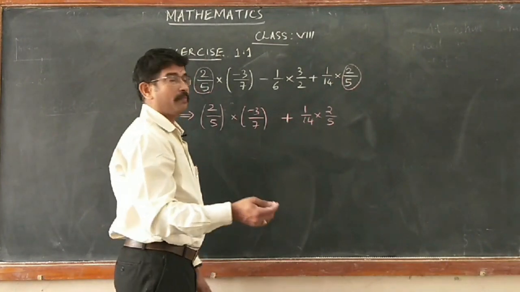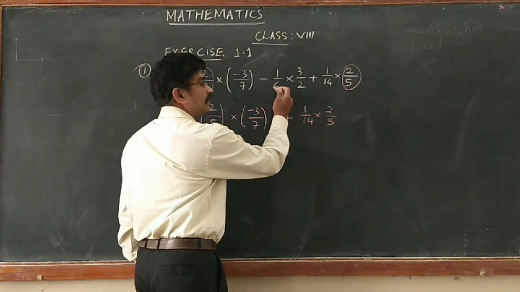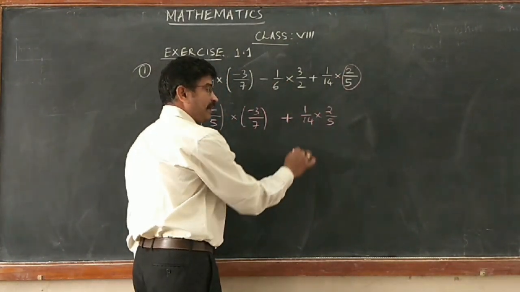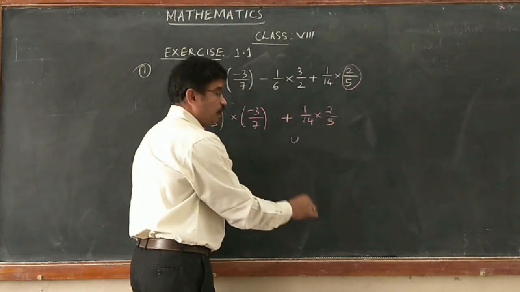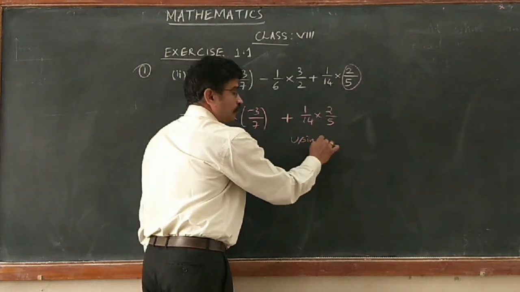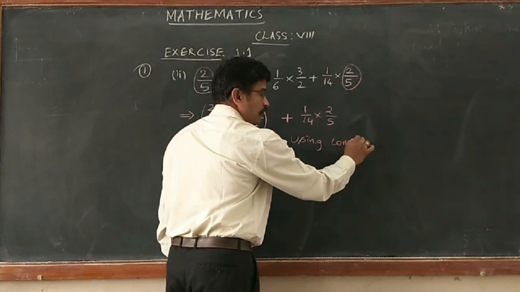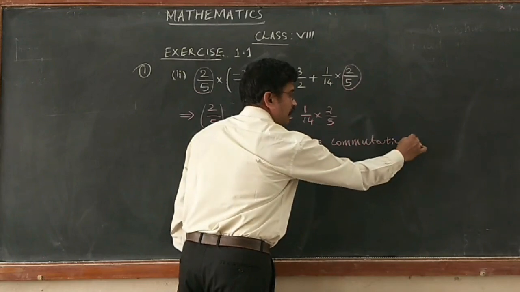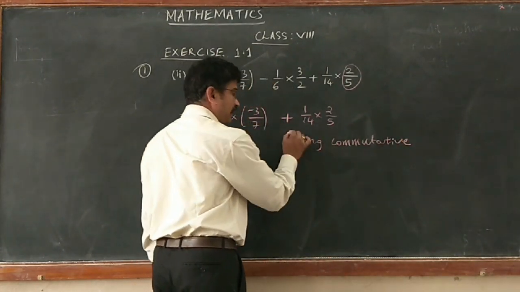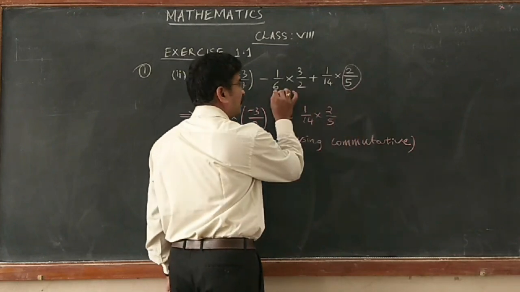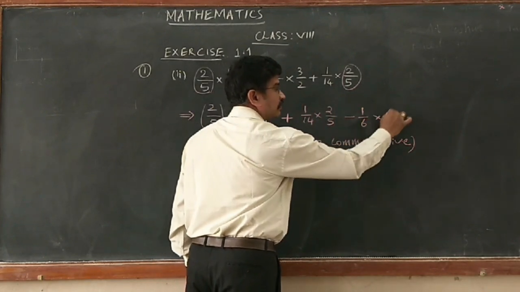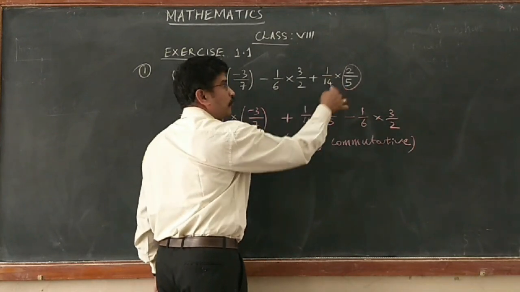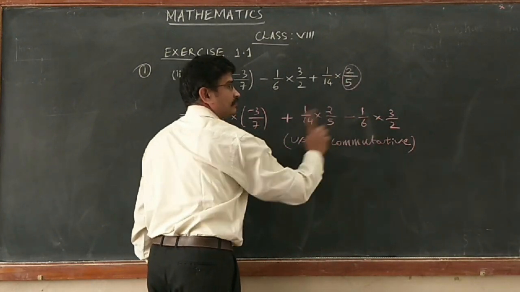By using the commutative property we send this that side and that this side. Using the commutative property we interchanged 1 by 6 into 3 by 2 and 1 by 14 and 2 by 5. Understood?